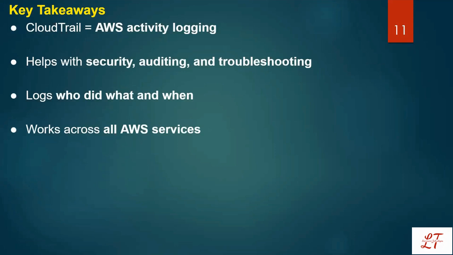So we're coming to the key takeaways, which is like a summary. CloudTrail is AWS activity logging, which helps with security, auditing, and troubleshooting. It logs who did what and when. Basically, it keeps track of all the activities happening in the services, and it works across all the AWS services. Now I'll be explaining and also showing you the demo of CloudTrail.